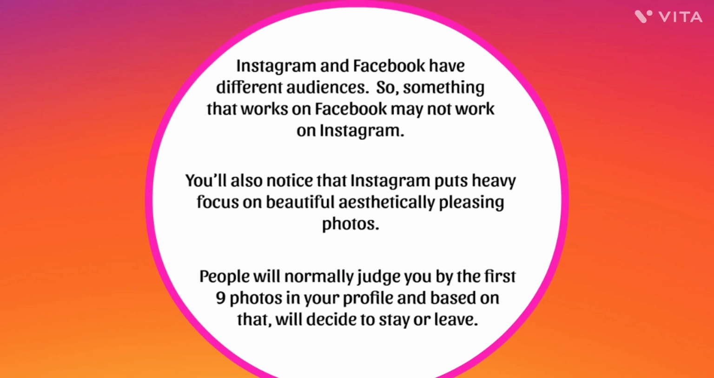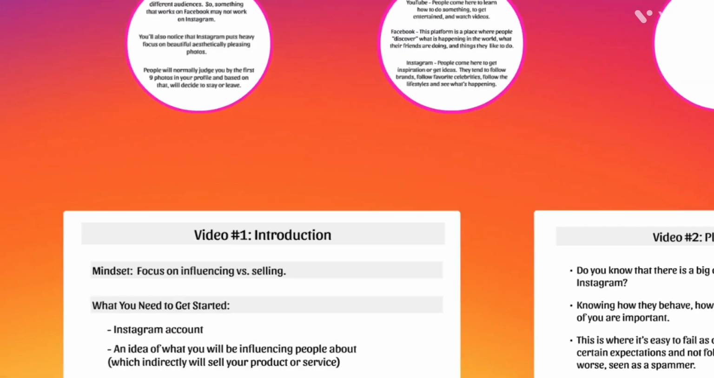On your Instagram profile, when people go to the profile, they're going to see about a few images. And people will normally judge you based on the first 9 photos in your profile. Based on that, they will decide to stay or they will decide to leave. So you've got to make sure that you choose your best 9 photos up front. So when somebody comes to your Instagram profile, they see the best of the best, right?